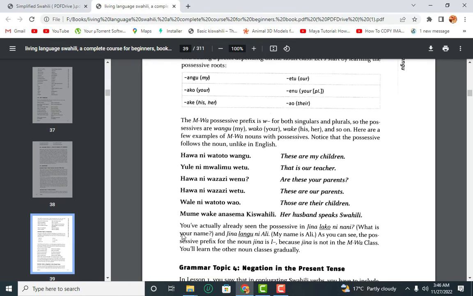As you've already seen, the possessive in jina lako ni nani? What is your name? And jina langu ni Ali, which means my name is Ali. As you can see, the possessive prefix for the noun jina is l, because jina is not in the mwa class. You learn the other noun classes gradually as we continue.